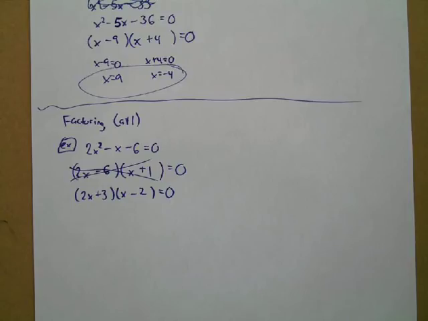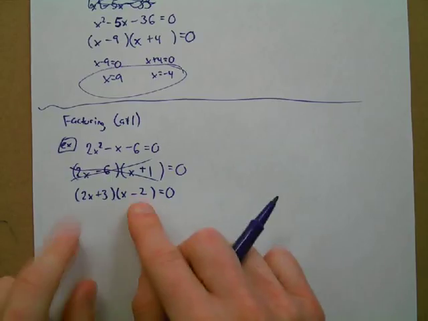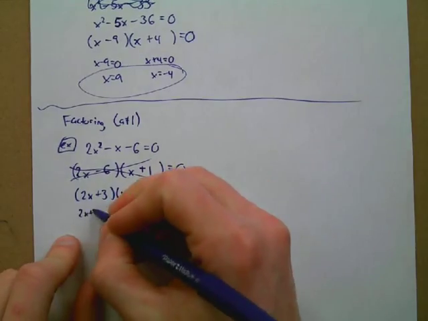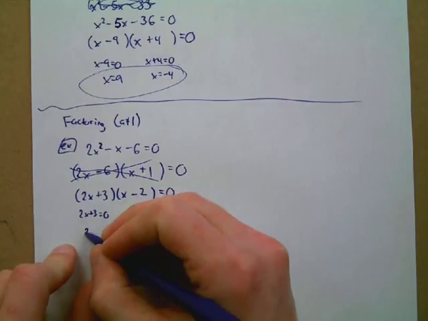So there are our two factors, and we set each one of those factors equal to 0. And so you get 2x equals -3, so x is -3 halves, or x is 2. All right, so there's that guessing and checking method. All right, next one.